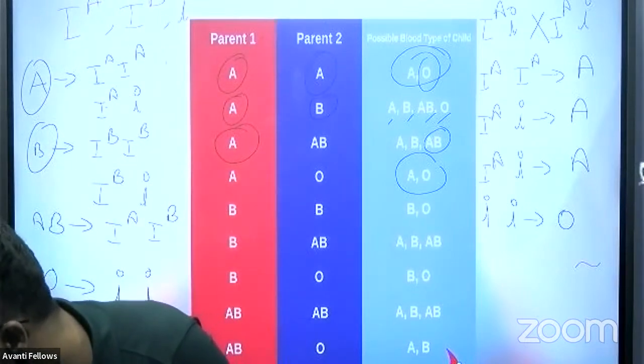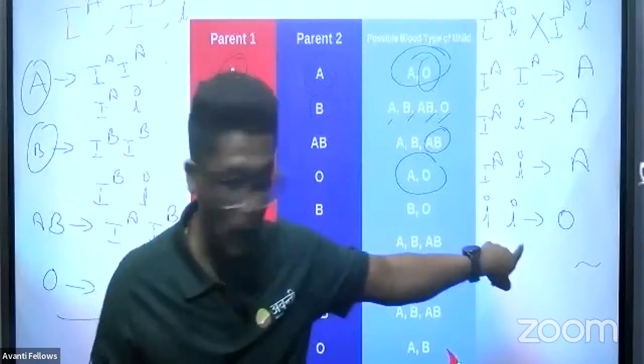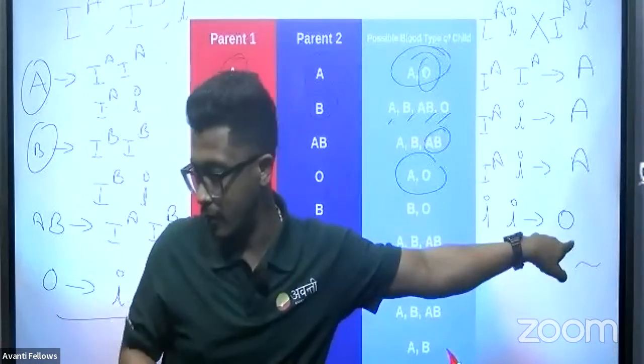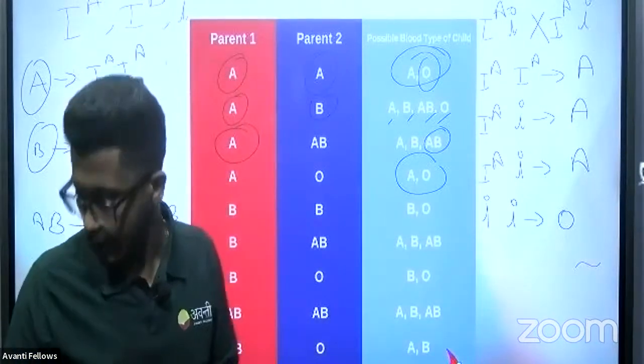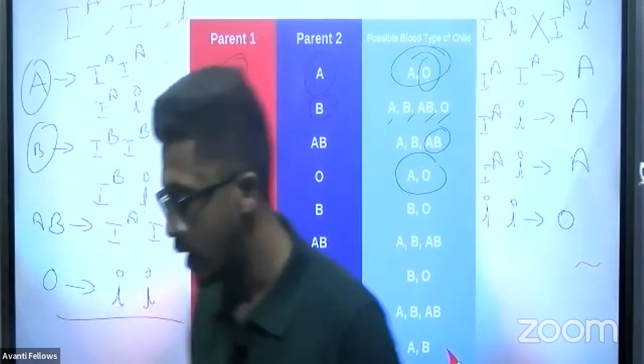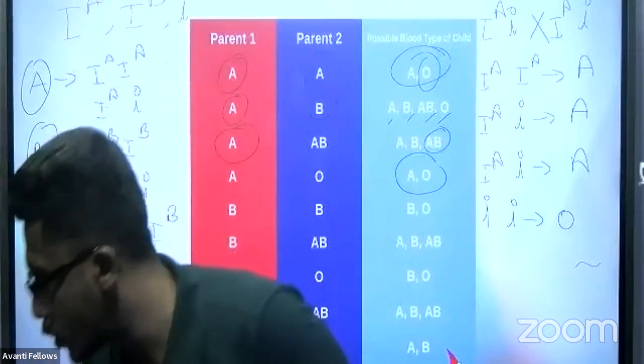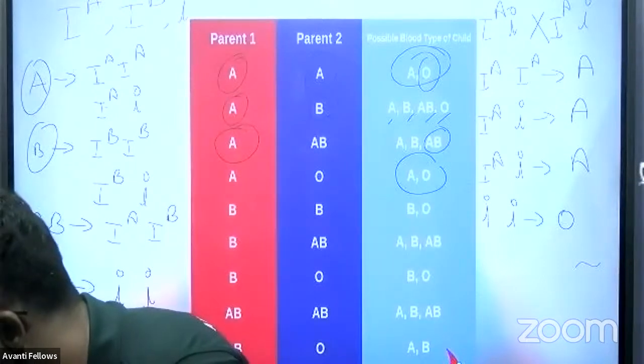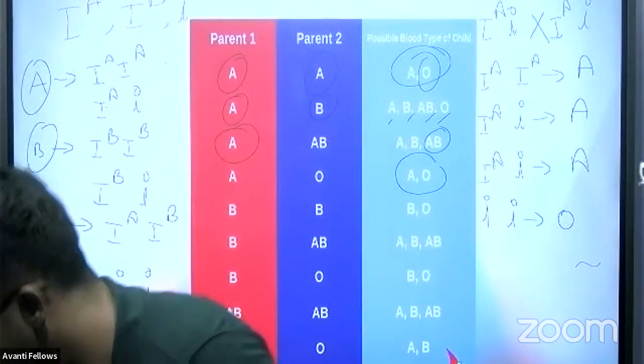Last one is not visible. Which one? This one. That is small i, that would give us O. I just conducted a cross here. Okay, you understand, right? Are you following me, guys? Did you understand or do you want me to do another cross here? Yes, no, can you confirm?